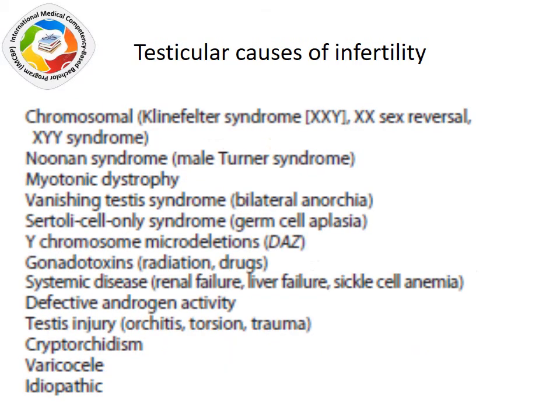Growth hormone deficiency also. As regards the testicular causes of infertility, it is usually during manufacturing or biosynthesis of sperms. Different abnormalities can occur, like chromosomal deficiencies, like Noonan syndrome, myotonic dystrophy, vanishing testes syndrome, which occurs as bilateral anorchia, Sertoli cell only syndrome, different chromosomal microdeletions, Y chromosome microdeletion, gonadotoxins like drugs and radiation, different long-standing systemic diseases like renal failure, liver failure, sickle cell anemia, defective androgen activity, testicular injury due to drugs, trauma, orchitis, torsion, cryptorchidism, varicoceles, and some others.